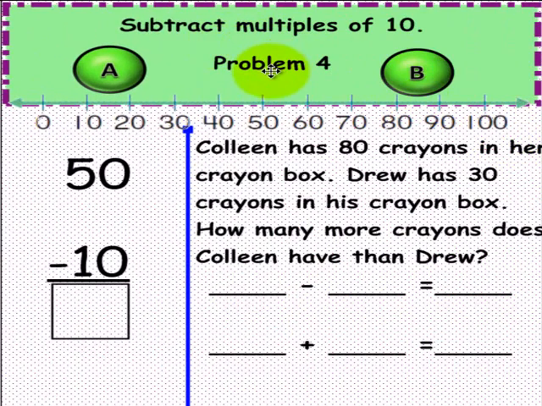Okay, here we are at the last problem. Problem 4. Subtract again multiples of 10. We have two parts, A and B. And you'll notice we have a number line. What is the answer for part A, 50 minus 10? Please write the answer here. And for B, it says Colleen has 80 crayons in her crayon box. Drew has 30 crayons in his crayon box. How many more crayons does Colleen have than Drew? Write that equation here and then also write the related addition equation here. If you would please, pick up a pen to solve this problem.